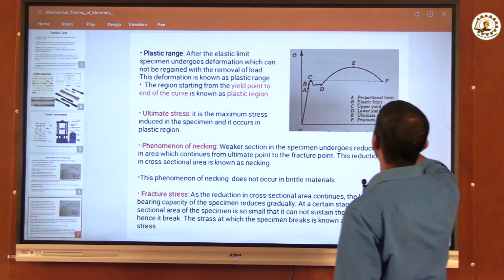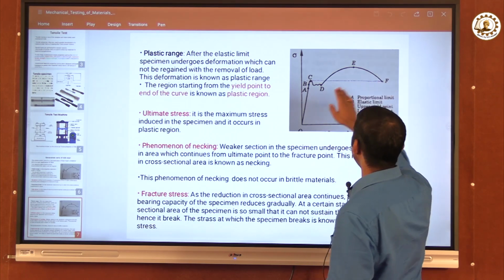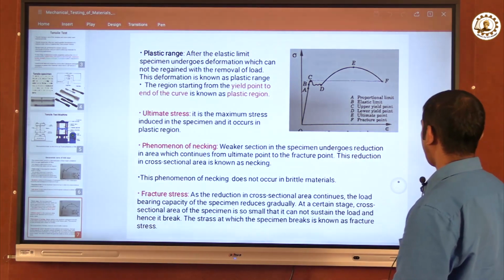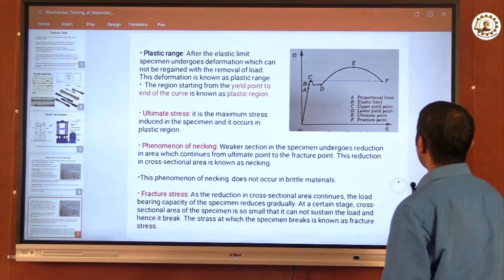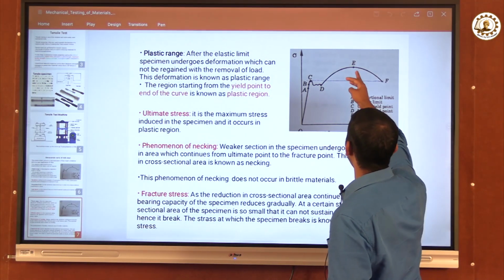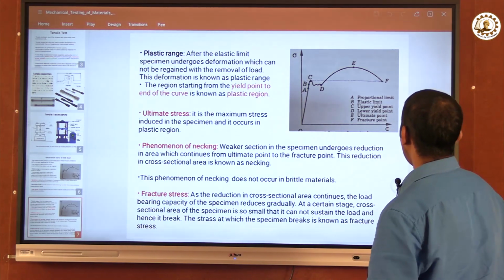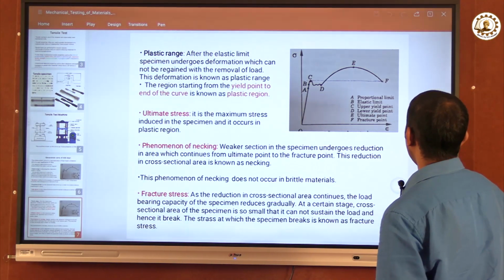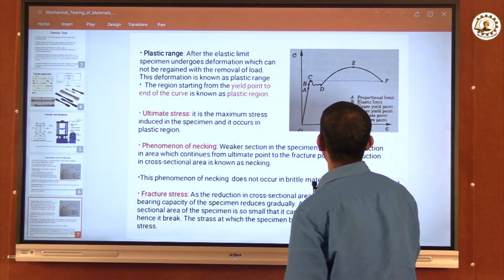In this diagram, the stress corresponding to the point F is known as the fracture stress, and the stress value corresponding to the point E, that means the ultimate point, is known as the ultimate stress. The value corresponding to the point C is known as the yield stress.